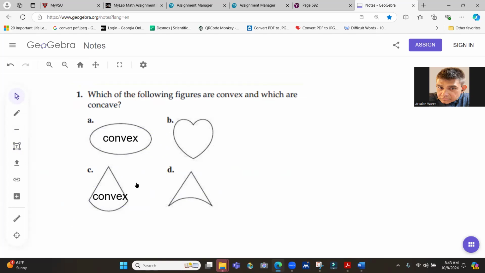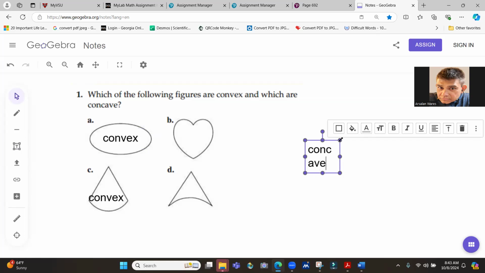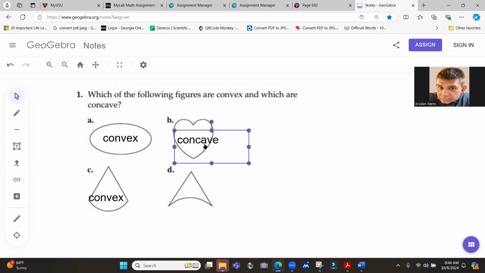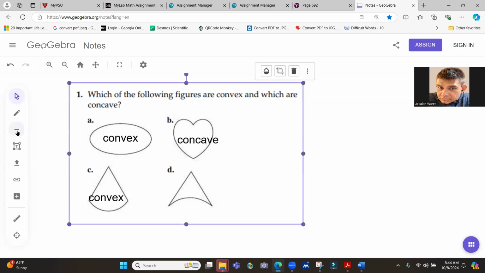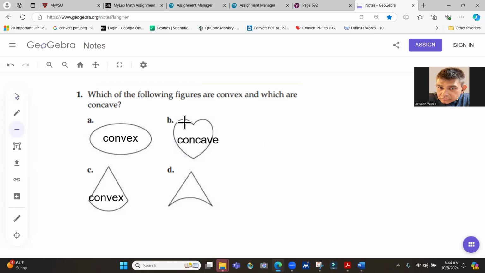Okay. B is concave. I'll tell you why. B is concave because there is a dent right here. The dent is right here. I can take a point here, and connect it. This line will be at least partially outside the shape.